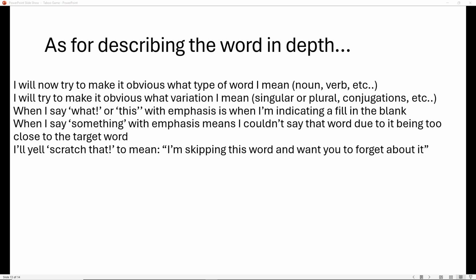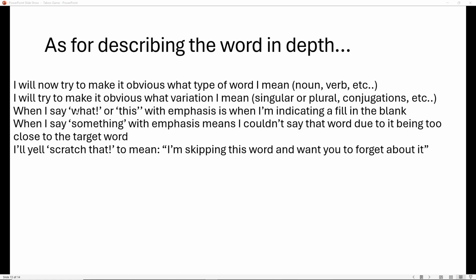So now that's for describing the word in depth. I'll try to make it obvious what word I mean, like whether it's a noun, verb, or adjective word. I'll try to make clear what variation I mean, singular, plural, and the conjugations. Just nothing else I'm going to add.